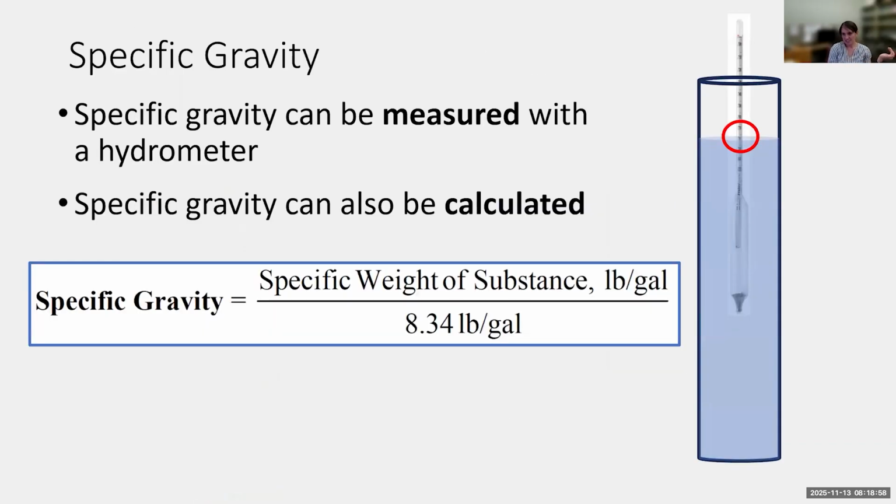So going back to our equation, let's take the specific weight of our solution in pounds per gallon and divide that by 8.34 pounds per gallon. So does anybody know what 8.34 pounds per gallon is? Why we use that number? Well, it's the specific weight of water. So what it's saying is that one gallon of water weighs 8.34 pounds.